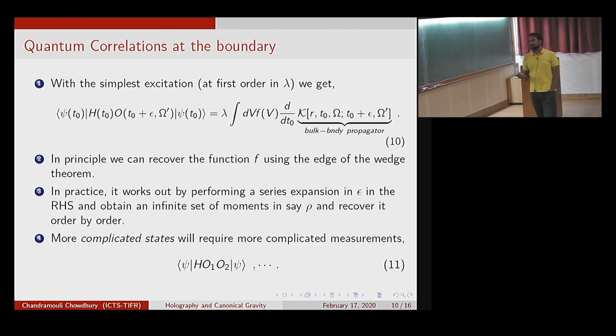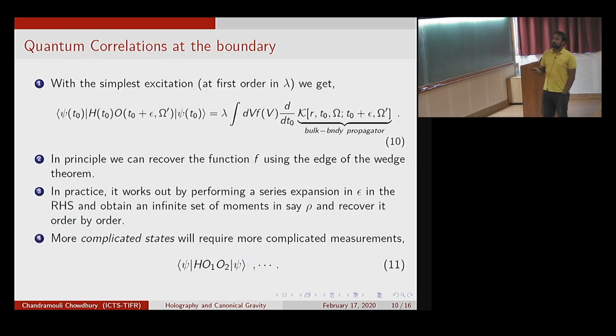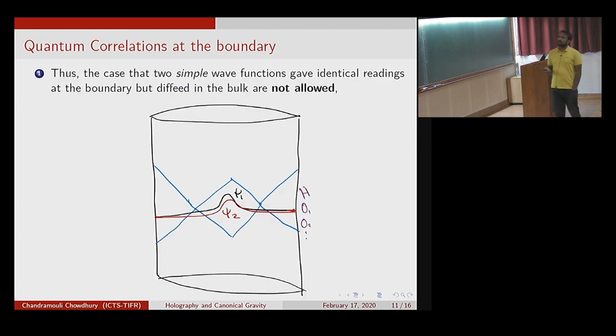However, like I said, if you had more complicated states, which could be of the form this or something like this and so on, then you would need to make more complicated measurements. Such a simple measurement would not allow you to just get back the function f. Okay, so these are two main important points. Let's suppose we just have two simple wave functions. By two simple wave functions, I mean wave functions which are just of the form e to the i phi f, which have different bulk values, but are overlapping in the boundary.